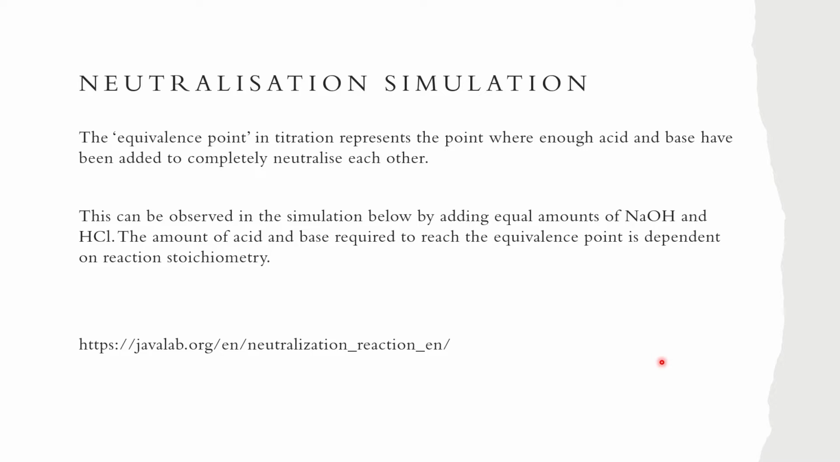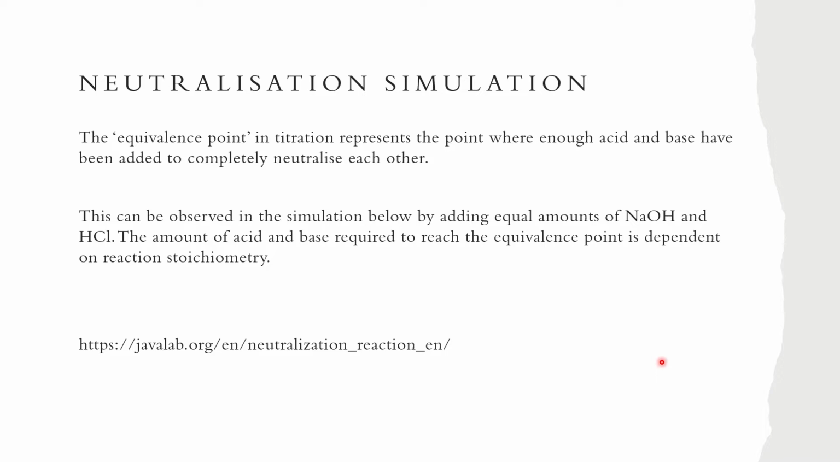There's a simulation that I've been able to find which helps to demonstrate what a solution looks like when we hit that equivalence point. We've been talking about it a fair amount, looking at how that applies to our endpoint, and what that means for our indicators. But I want to give a little bit of a visual to show what that means. That might help inform our understanding of how to complete a calculation with the data that we've collected when doing titration.